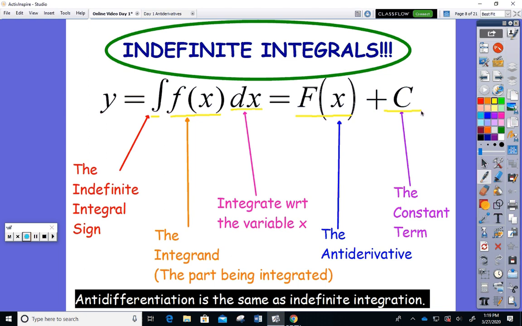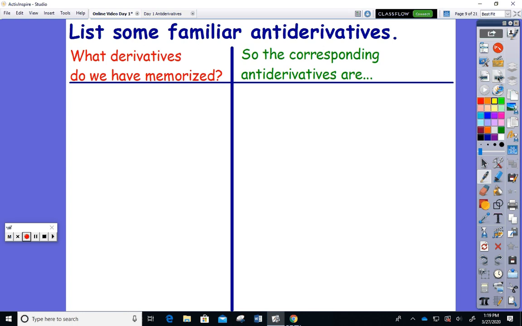Antidifferentiation is the same as indefinite integration. So we've talked about limits, derivatives, and now we're talking about integrals. Pretty cool, huh? Okay, so let's review some things that we know already. We've been primarily focused on just taking antiderivatives using the reverse of the power rule. So when you have like x to the 4th or 1/3 x to the 1/2 or something like that. But let's review some of the other things you know.